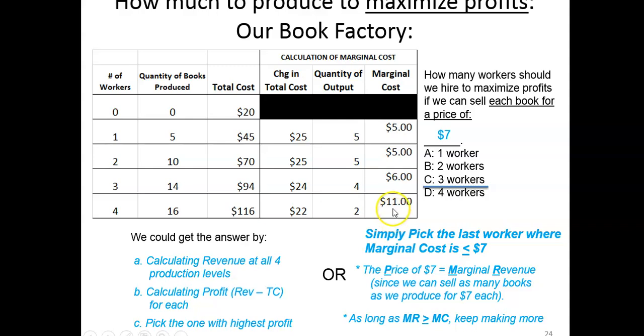But the fourth worker we don't want to hire because of the extra cost, how much our costs go up for those last 2 books. That fourth worker, going from production of 14 to 16, is costing us $11 per book, and we're only earning $7 per book, so our profit's going to go down if we make that. So we hire 3 workers.